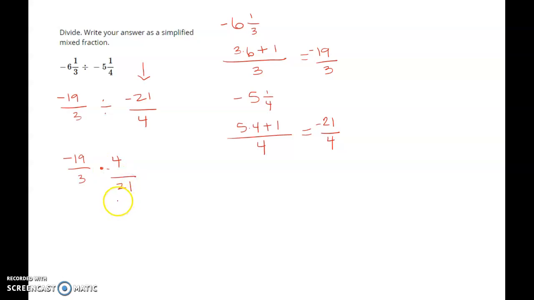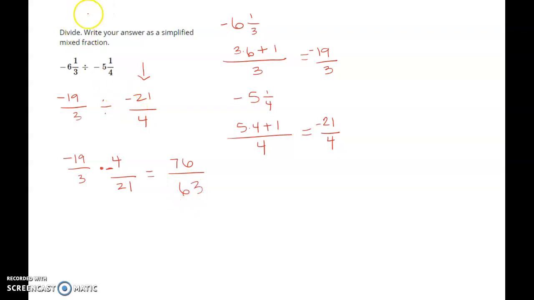Okay? Now looking at this, sadly, there is nothing that is going to cross cancel. 19 and 21, nothing will divide out of both of those. And 4 and 3, nothing will divide out of those. So we're just going to go ahead and multiply these. So negative 19 times negative 4 is going to be a positive 76. 3 times 21 is going to give us 63.